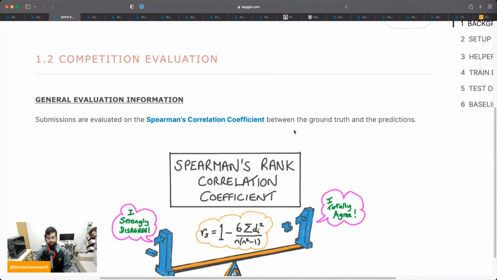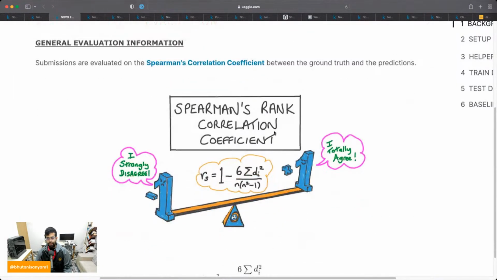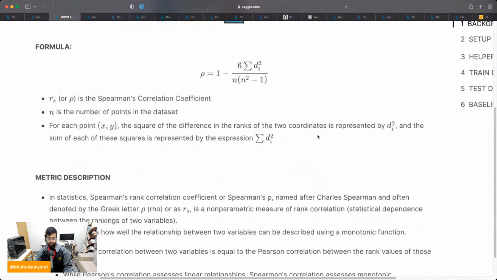Here he mentions the Spearman correlation coefficient, and I think this seesaw is the easiest way to understand it. So -1 says that the values strongly disagree, and +1 says the values between the predictions and ground truth totally agree. So that's how the coefficient is evaluated, and that's the behavior of it.